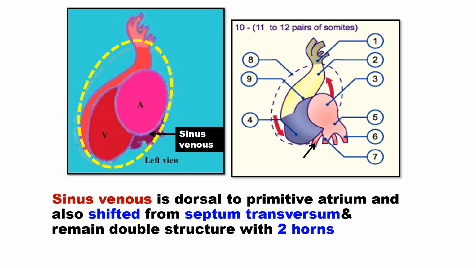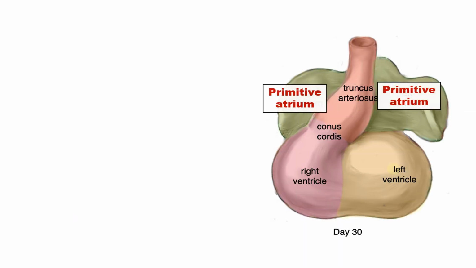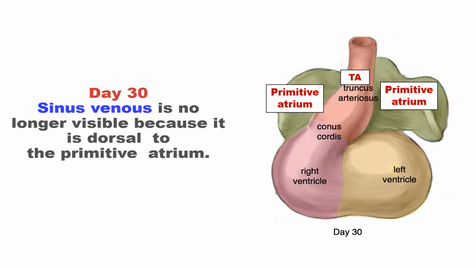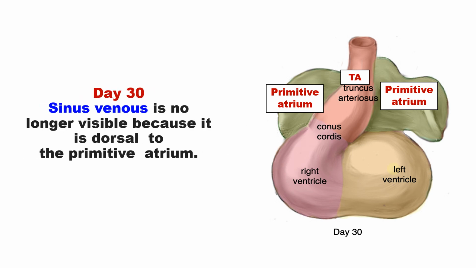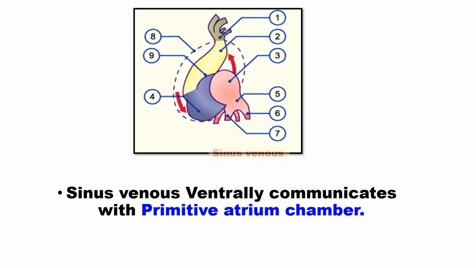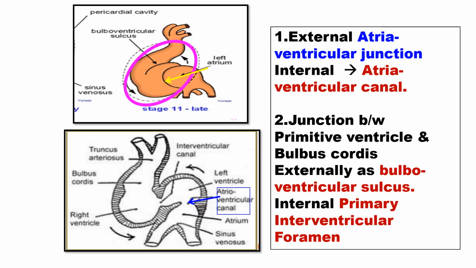Sinus venosus is dorsal to the primitive atrium and is also shifted from the septum transversum and remains as a double structure with right and left horns. The primitive atria lie dorsal to the truncus arteriosus. Sinus venosus is no longer visible because it lies dorsal to the primitive atrial chamber. Sinus venosus communicates with the primitive atrial chamber via the sinoatrial orifice ventrally.